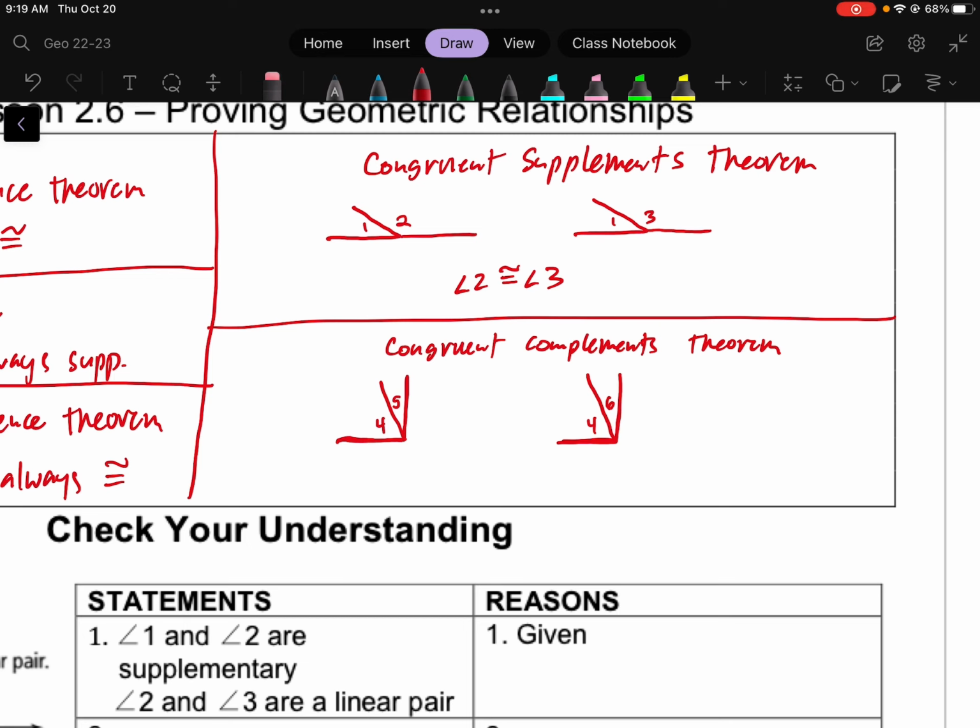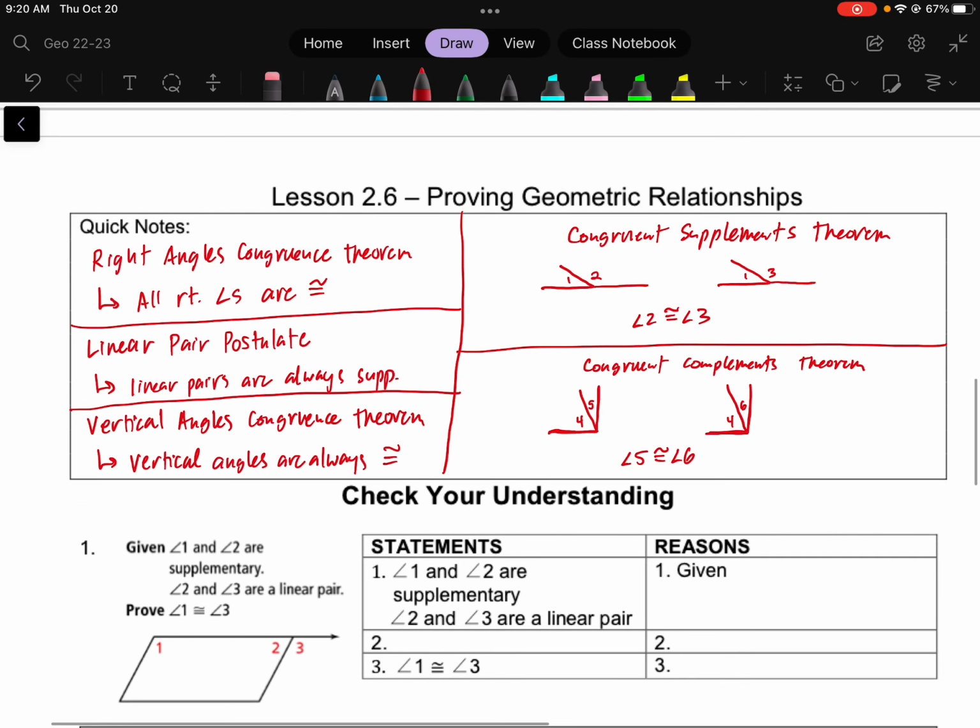So now I've drawn two new angles, angle 5 and angle 6. But they'd have to be the same as each other because both of them form a right angle with angle 4. So in other words, angle 5 would have to be congruent to angle 6. All right, so there you have it. 5 new theorems or postulates about angles, and now we're going to be able to use these theorems to help us write two-column proofs.